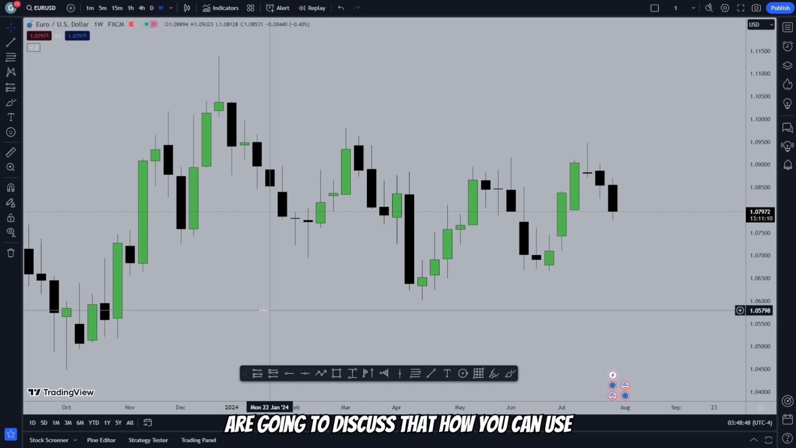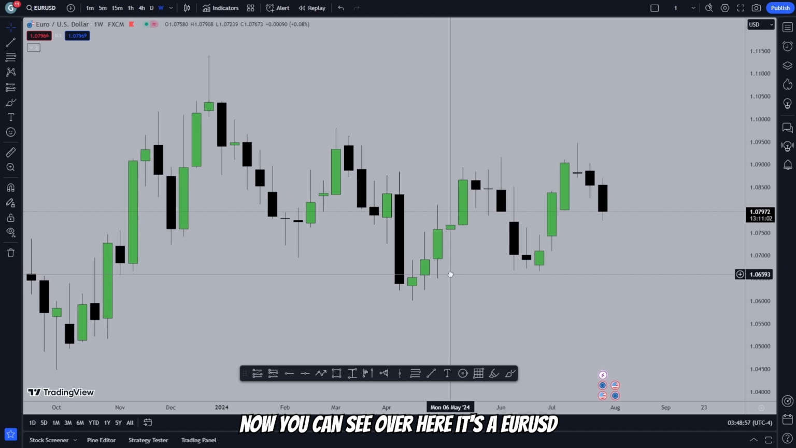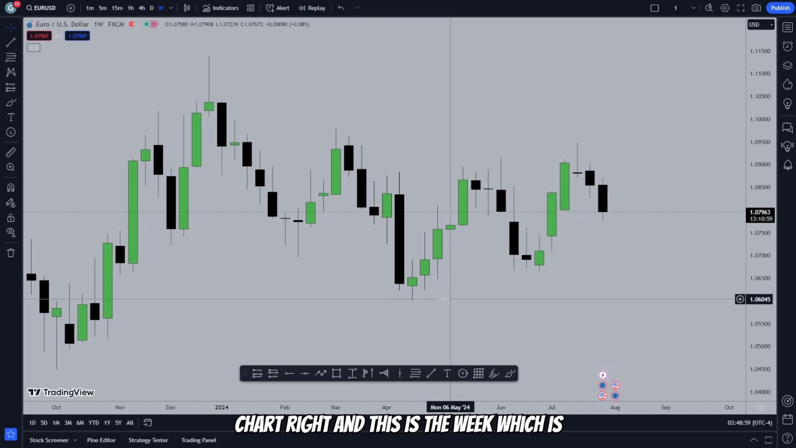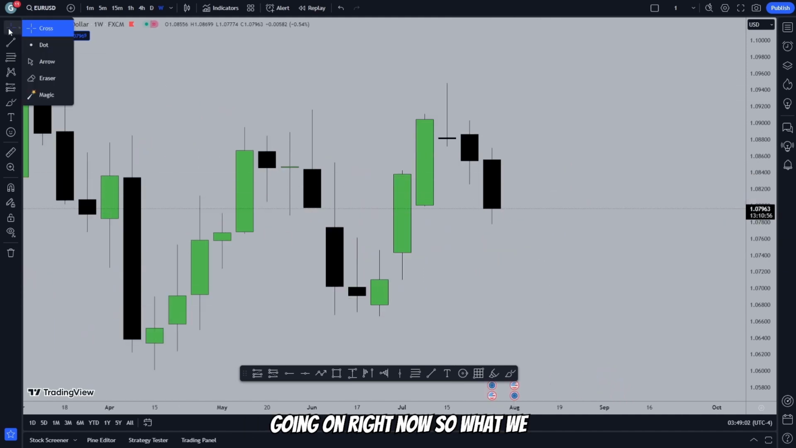Today we are going to discuss how you can use the weekly and daily time frame to take trades in a smaller time frame. Now you can see over here it's a Euro USD chart, and this is the week which is going on right now.